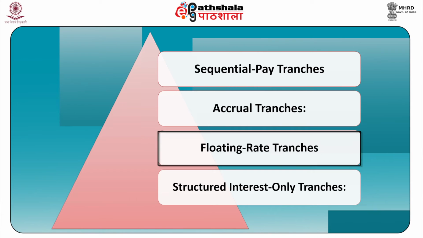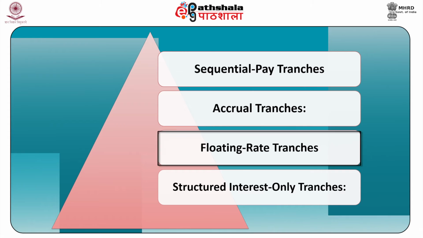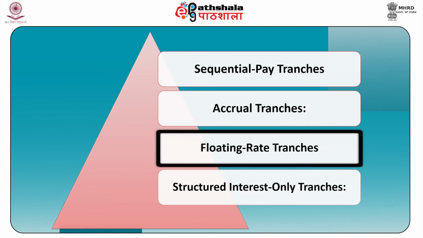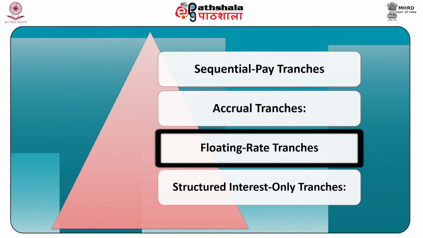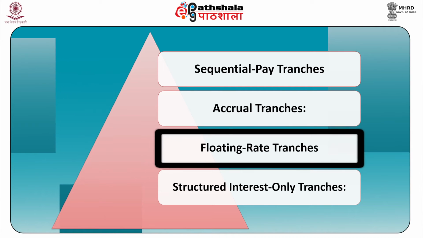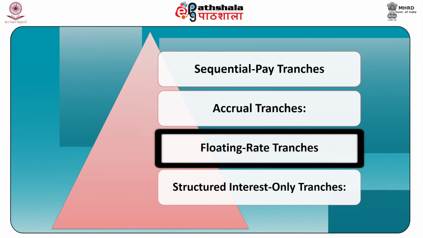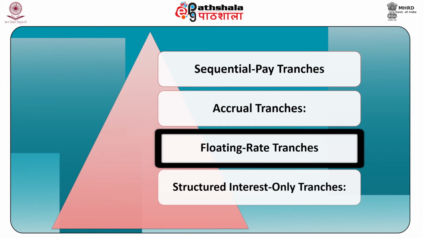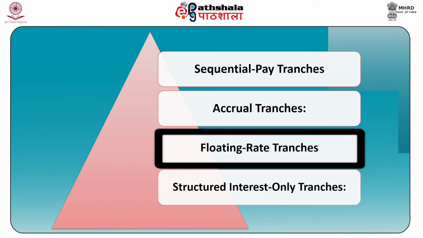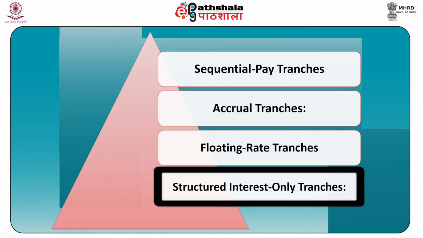Fixed coupon on fixed rate mortgage is split into floater coupon and inverse floater coupon. The rate is normally linked to a reference rate. For example, the rate may be LIBOR plus 50 basis points. For the floater, the rate will move along with the reference rate, while the inverse floater rate will move in the opposite direction of the reference rate movement. Structured interest only tranches.